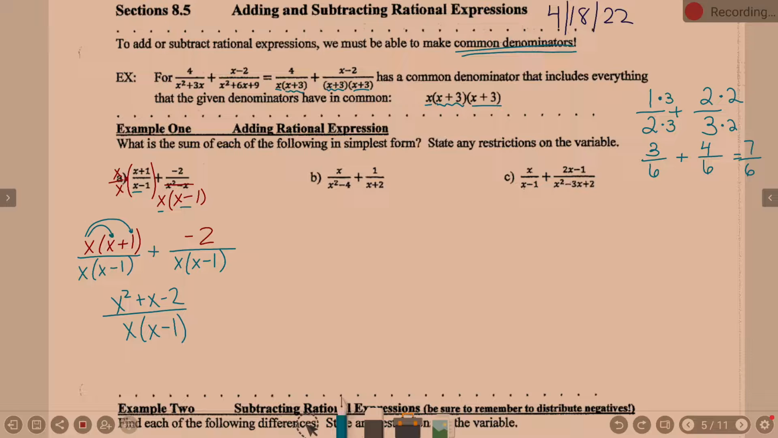Now, we are possibly done. There's a possibility we need to simplify. And this is what you always need to check. If nothing is going to factor and cancel, you could leave your answer like this. What you need to check at this point, though, after you get your fractions added together, can this numerator factor, and if so, does something cancel? So, does x squared plus x minus 2 factor? Yeah. So we need to factor it and see what happens.